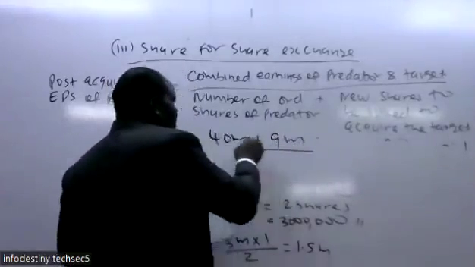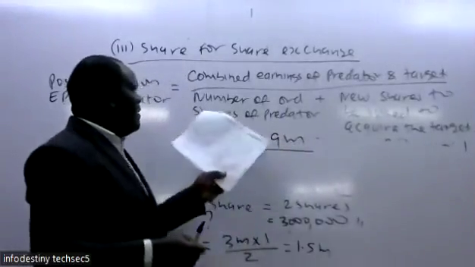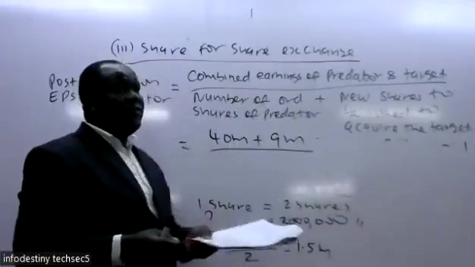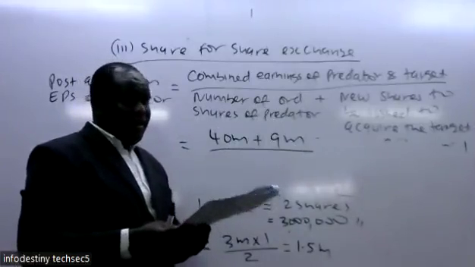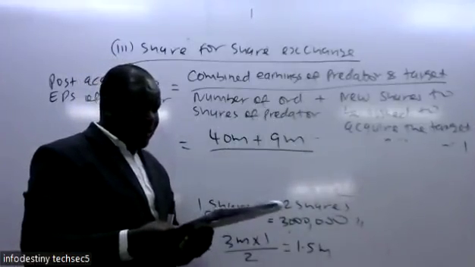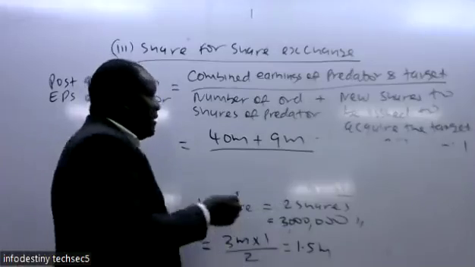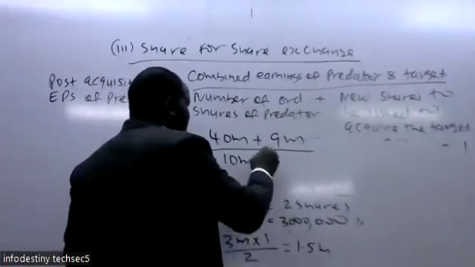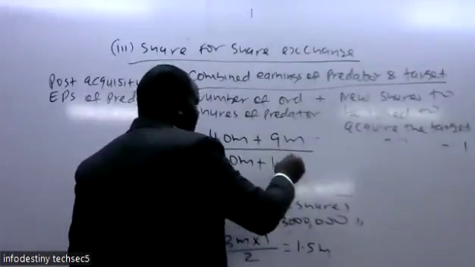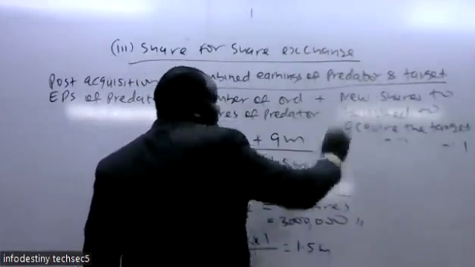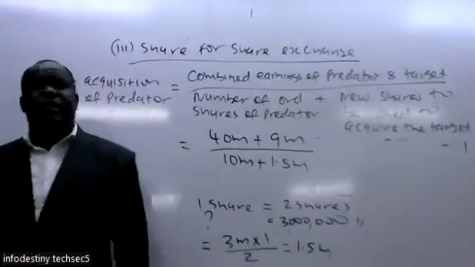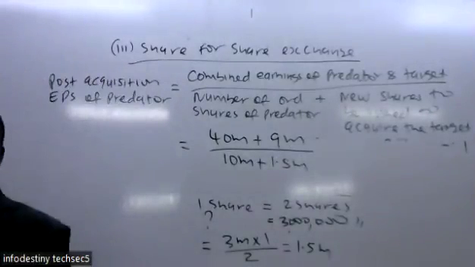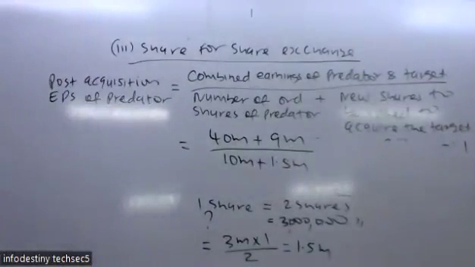Then we divide by the number of ordinary shares of the predator, A Limited, which has 10 million ordinary shares. Then we add 1.5 million shares, those are the new shares to be issued. So that should now give you the earning per share of the predator.